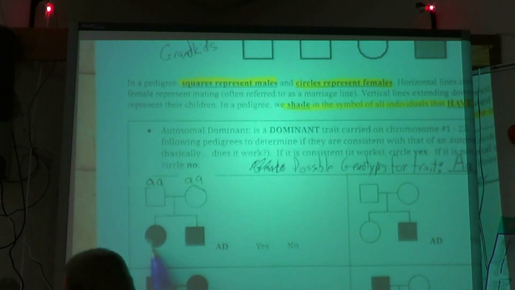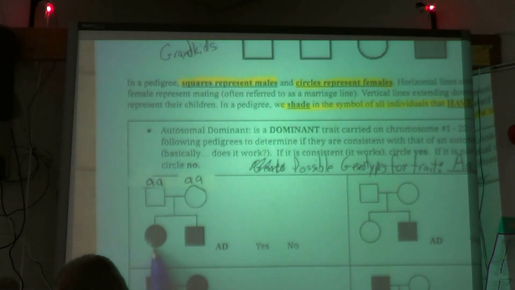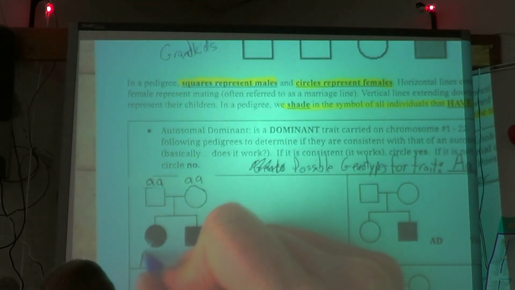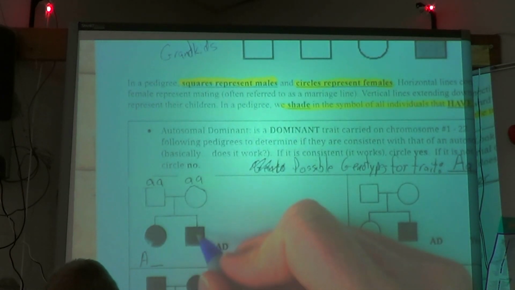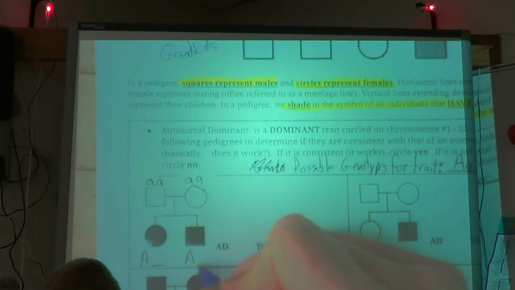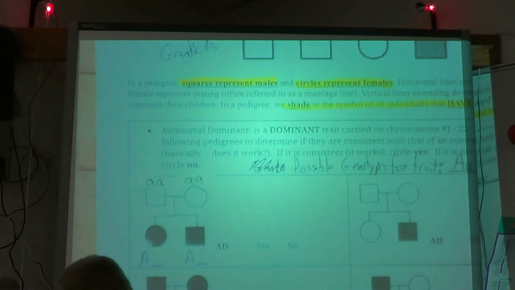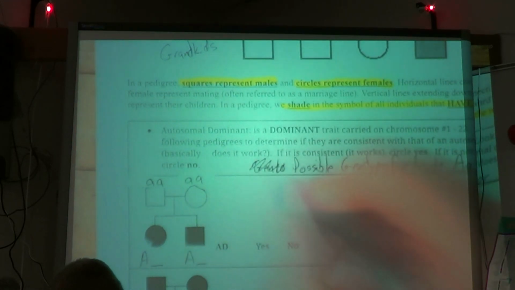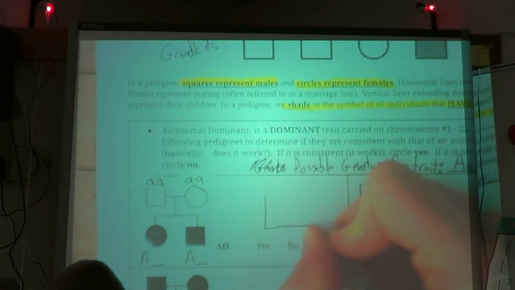Does this daughter have the trait in question? Yes. So she must have at least one big A. She's big A blank. And does this son have the trait in question? Yes. And it's a dominant trait, and we know he has it because he's shaded, so he must be big A something.